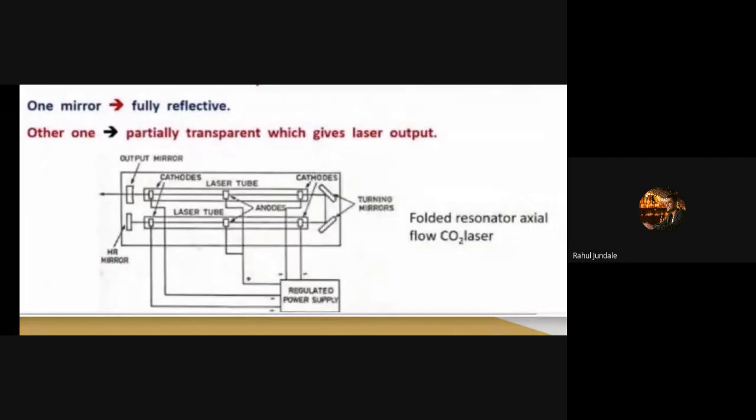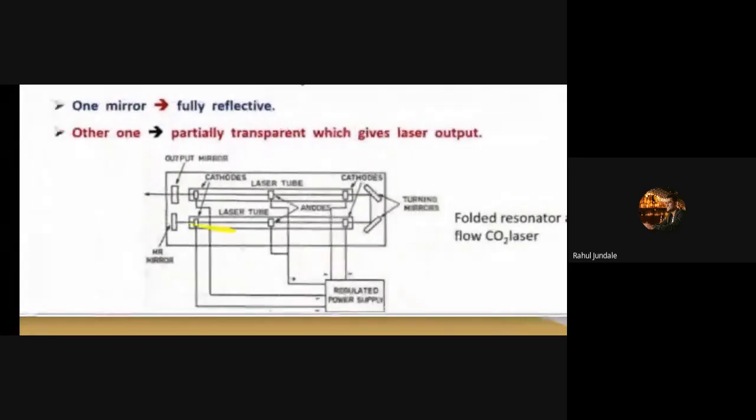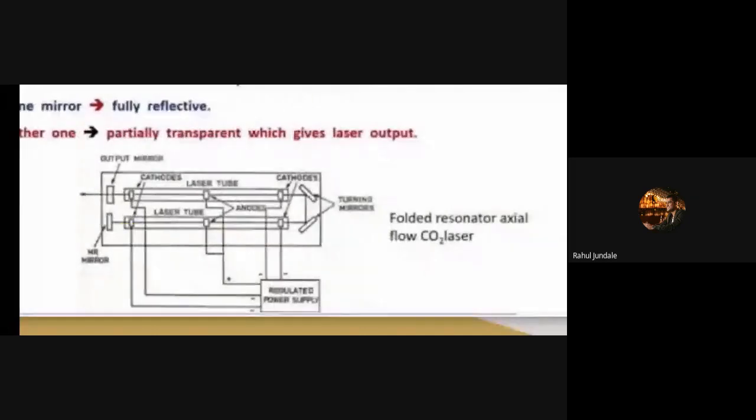So this is where I told you that it has two mirrors at the end of the tube. You can see we have the tube, the laser tube is there. At both ends we have the two electrodes. One is the cathode. So there are two electrodes. So this is known as, you can see, folded resonator.